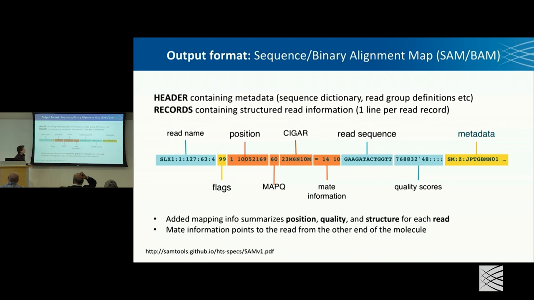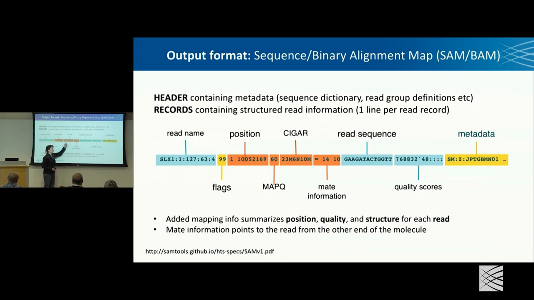All right. And yes, so the information is structured in this way. If we look at it, what did we have before? We had the read name, the read sequence, and the quality scores. These are all pieces of information we already had from the sequencer. Now what we've added through alignment is the position where it maps, where it starts mapping. It has a quality score, which, again, we're really big into quality scores. We want to know how confident we are that the mapping is correct.